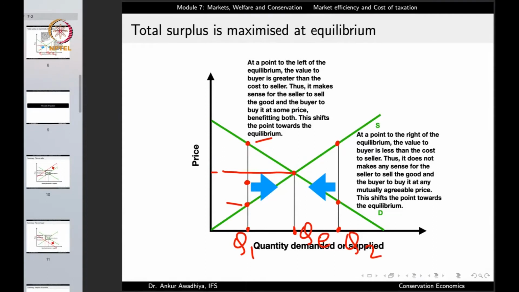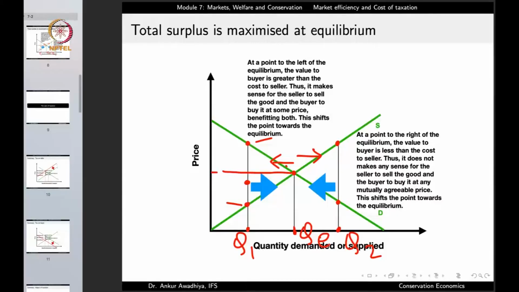So, what we are saying is that any point to the left of the equilibrium is not optimum, and any point to the right of the equilibrium is also not optimum. And the more we shift to the left or the more we shift to the right, the greater is the possibility that we are moving away from the maximum. So, if at any point to the left or to the right of the equilibrium point, the total surplus is not maximum, then that would mean that at the equilibrium point, the total surplus is maximum.